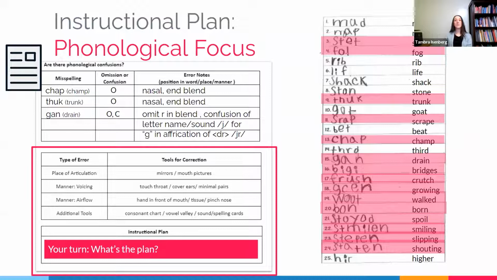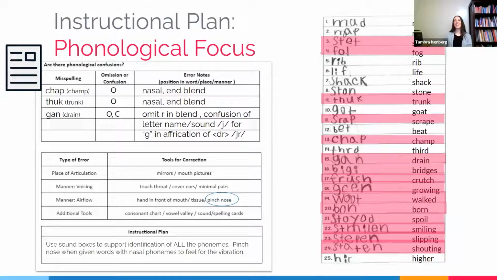Okay, so as we look back at our sample that you looked at, we want to talk about the instructional plan. What would the instructional plan be for this student? Well, we want to make sure that we're using sound boxes with our student so that they're seeing, hearing, and perceiving all of those phonemes, and that we can pinch the nose, because we know that our student is missing a lot of nasal sounds, and we want to make sure that they can feel that vibration coming through their nose, because that's where the airflow comes from.